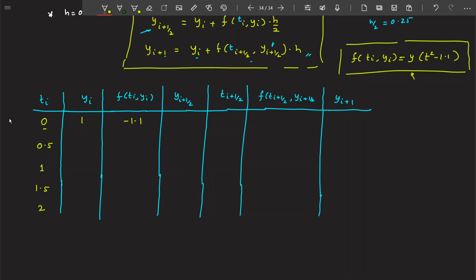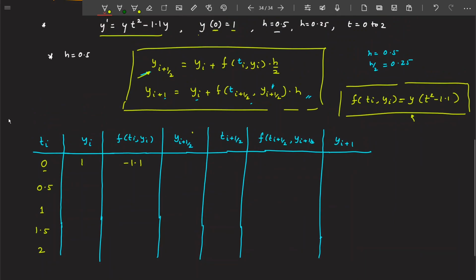Now the next thing that you need to calculate is yi plus half. To calculate yi plus half, you're going to use this equation. And if you see, we already have everything. We have f(ti, yi), we have yi, and also h by 2 is going to be 0.25. So if you substitute all the values in that equation, the answer that you will be getting is 0.725.